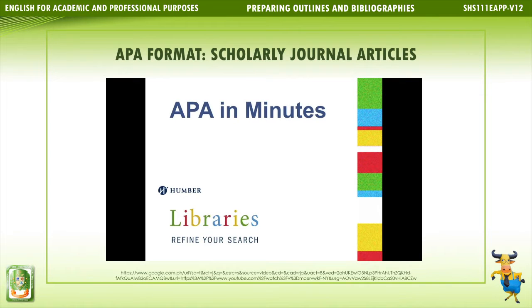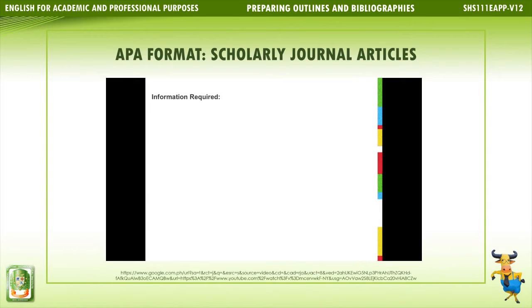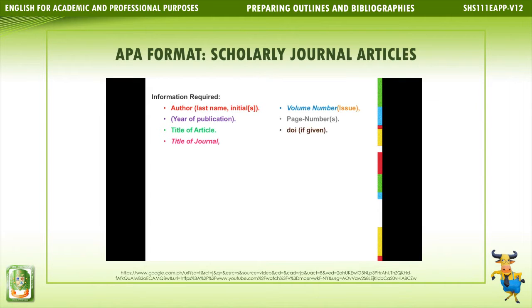This is Humber Libraries APA in minutes. This video will show you the basics on how to cite a scholarly journal article in APA format. To cite a scholarly journal article, you will need the author's name, the year that the article was published, the title of the article, the title of the journal, the volume and issue number, page range of the article, and DOI if given. Begin with the author's last name, comma, and initials, followed by a period.